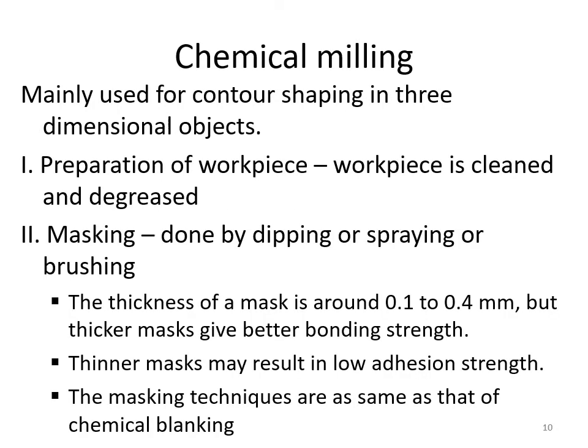Next is the chemical milling process. Chemical milling is mainly used for contour shaping in three-dimensional objects. Again, here the first step is workpiece preparation. The workpiece is again cleaned with chemicals like acetone for complete degreasing and removal of oil traces.